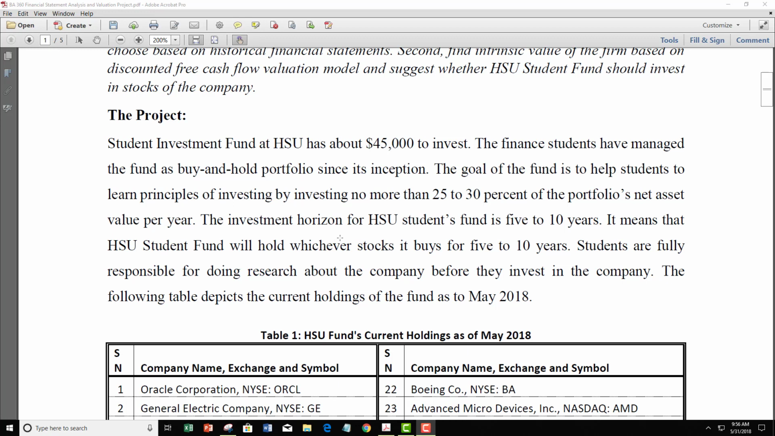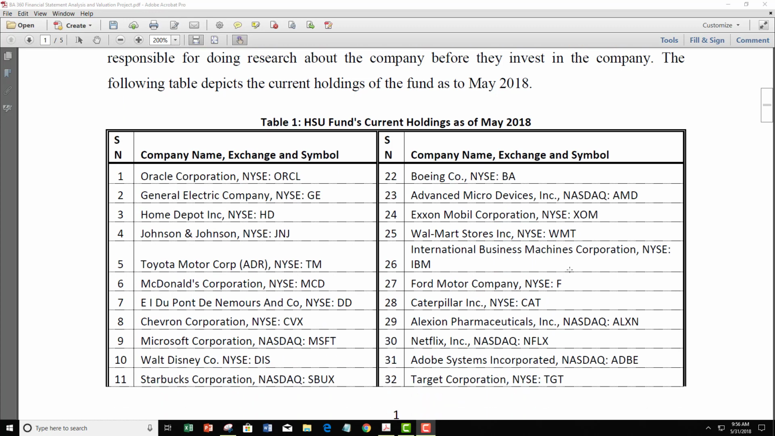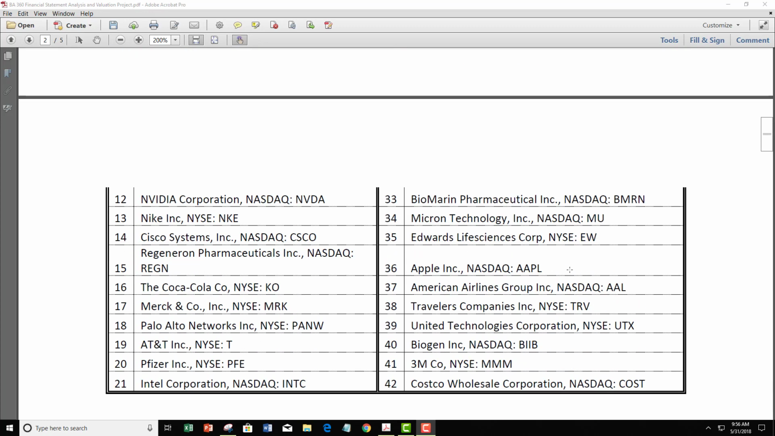The investment horizon for the HSU student fund is 5 to 10 years, which means that the HSU fund will hold whatever stock it buys for 5 to 10 years. Students are fully responsible for doing research about the company before they invest in the company. The following table depicts the holdings of the fund as of May 2018. So that means the HSU fund holds approximately 42 companies as of now.